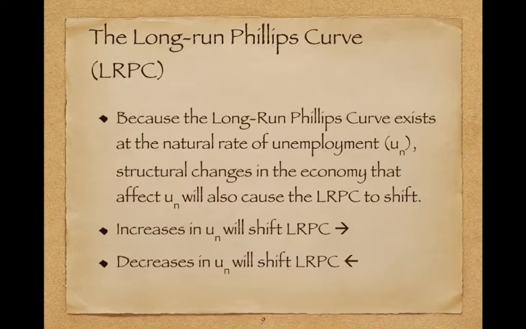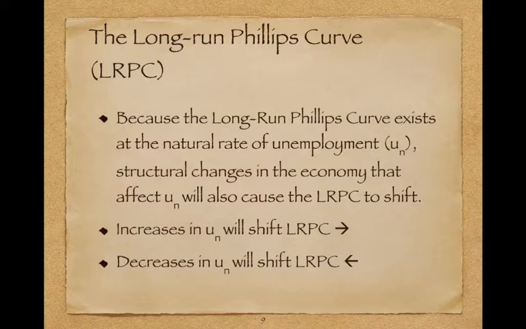Now, the long-run Phillips curve comes into play here, and because the long-run Phillips curve exists at the natural rate of unemployment, any structural changes in the economy that affect the natural rate of unemployment will also cause the long-run Phillips curve to shift. So anything that increases the natural rate of unemployment would shift our long-run Phillips curve to the right. So anything making the number go from 4 to 5%, which we have here, to a larger number would make it shift to the right.